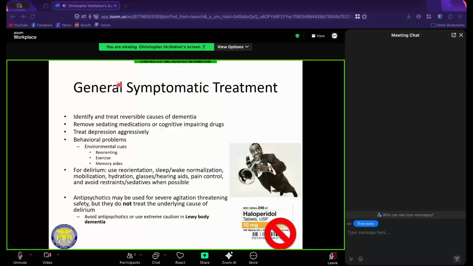All right, general symptoms treatment: identify reversible causes and treat them. Remove the sedating medications and treat depression aggressively. And for the behavioral problems, take care of those with environmental cues for reorienting, getting them exercised, and memory aids. For delirium, use reorientation, sleep-wake normalization, mobilization, hydration, glasses, and hearing aids.